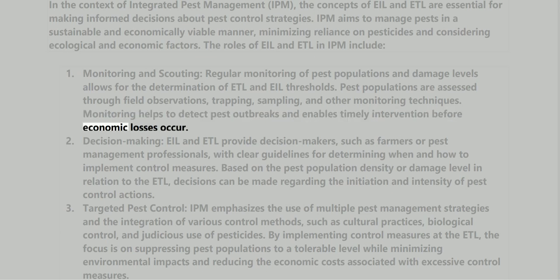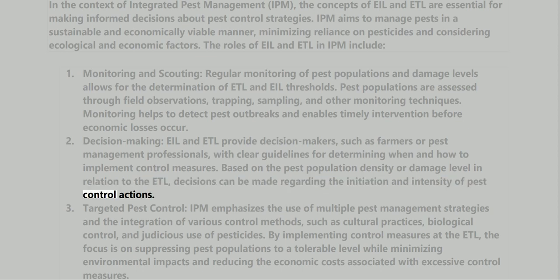2. Decision-making. EIL and ETL provide decision-makers, such as farmers or pest management professionals, with clear guidelines for determining when and how to implement control measures. Based on the pest population density or damage level in relation to the ETL, decisions can be made regarding the initiation and intensity of pest control actions.